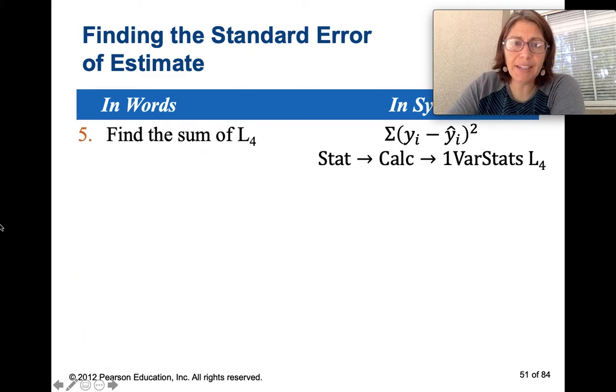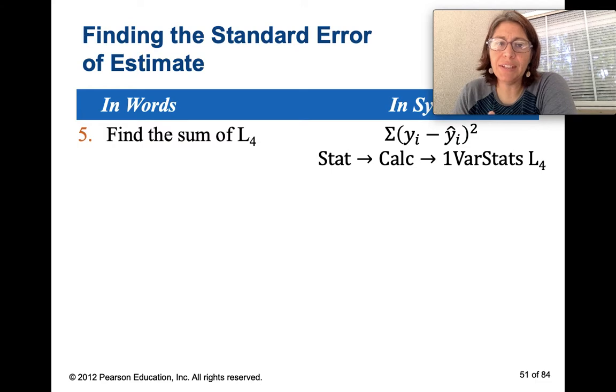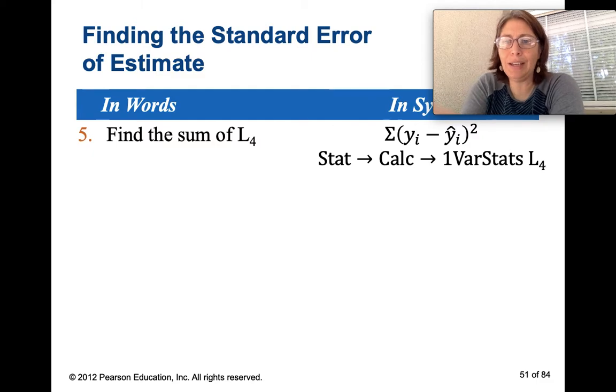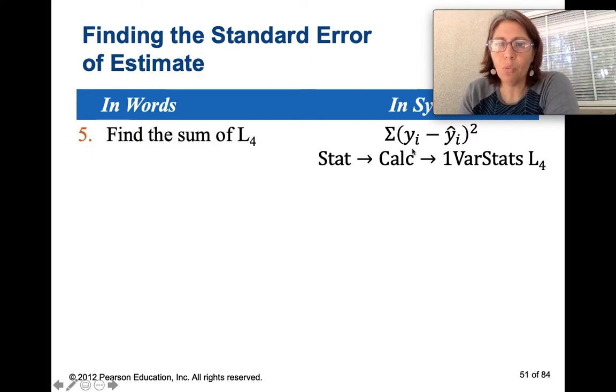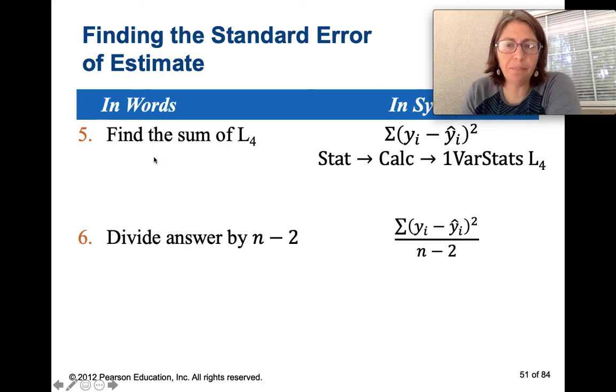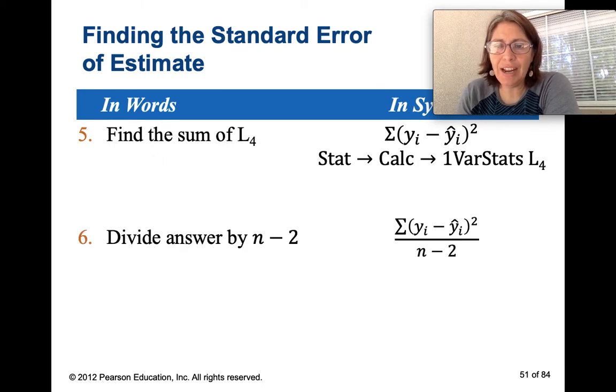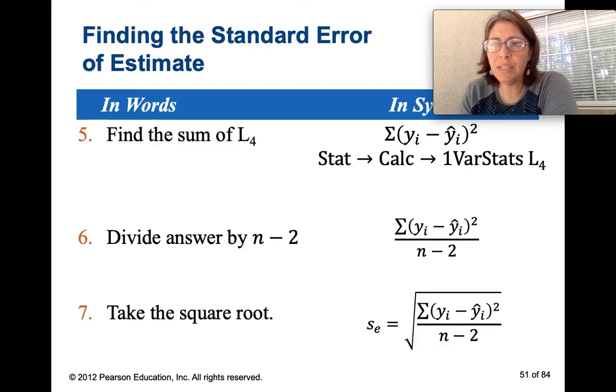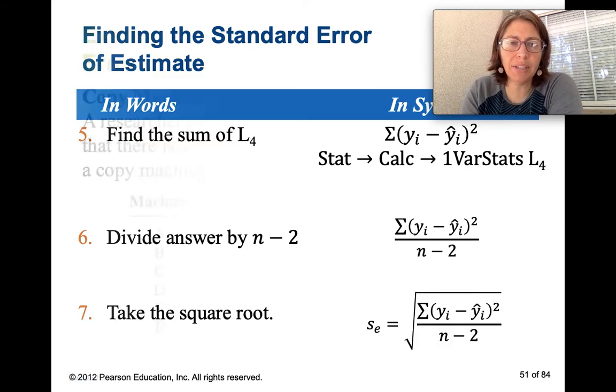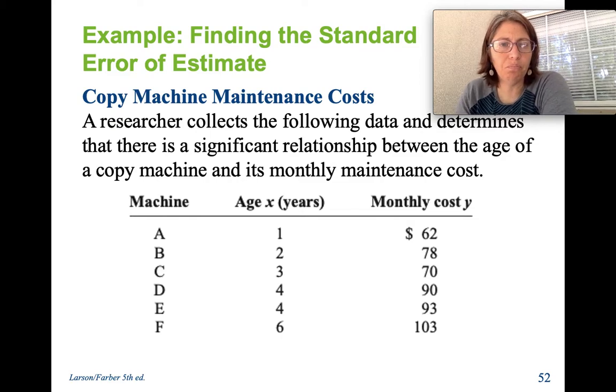Then we're going to have to exit out, and we're going to want to find the sum of list 4. So we're just going to run a one variable stats on list 4, and we can find the sum of our x's. They don't call it yi minus y hat, they're just going to call them x's. So we're going to look for that. We're going to take that answer and divide it by n minus 2, and then we're going to take the square root.